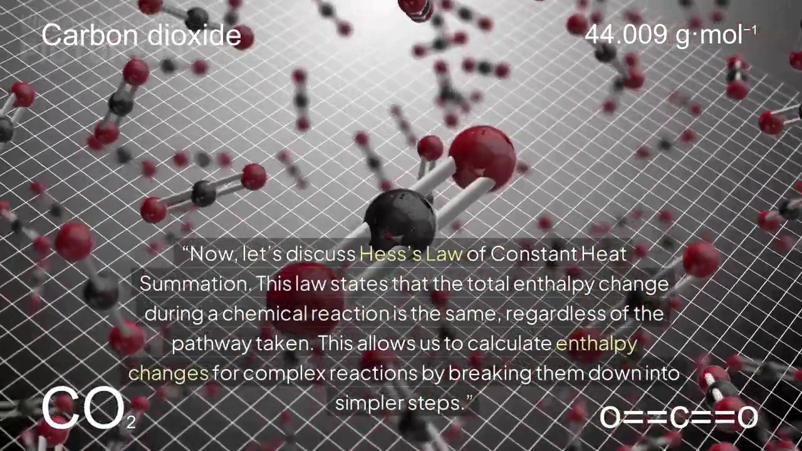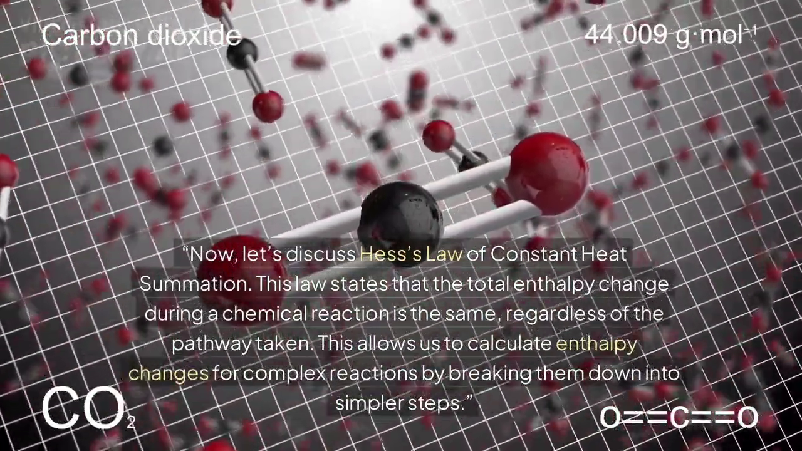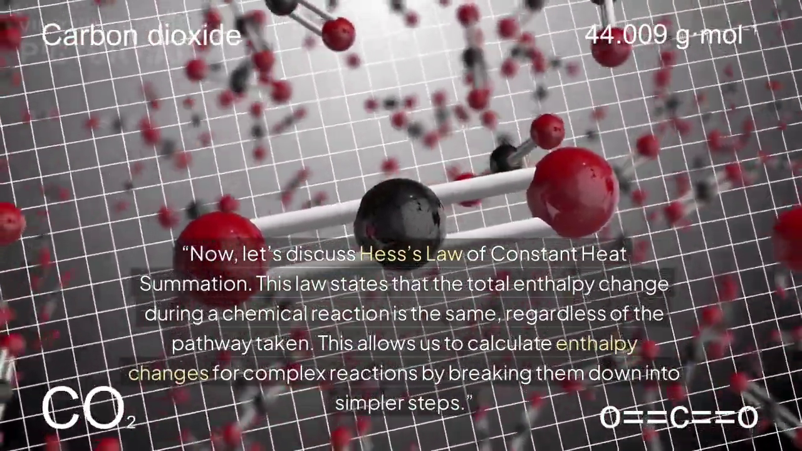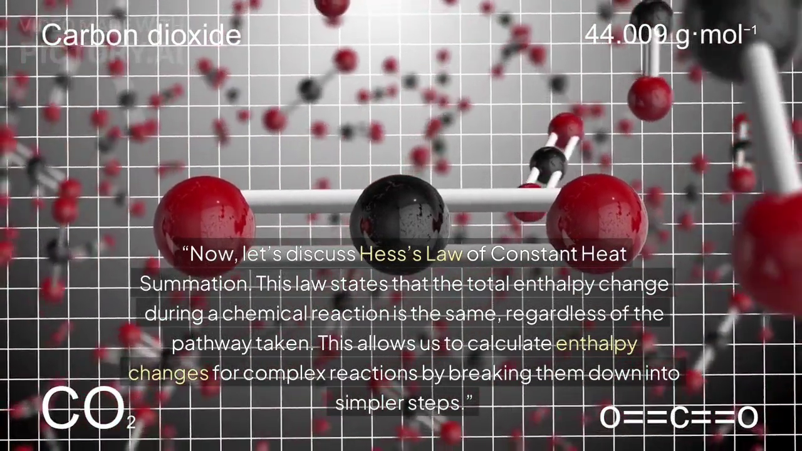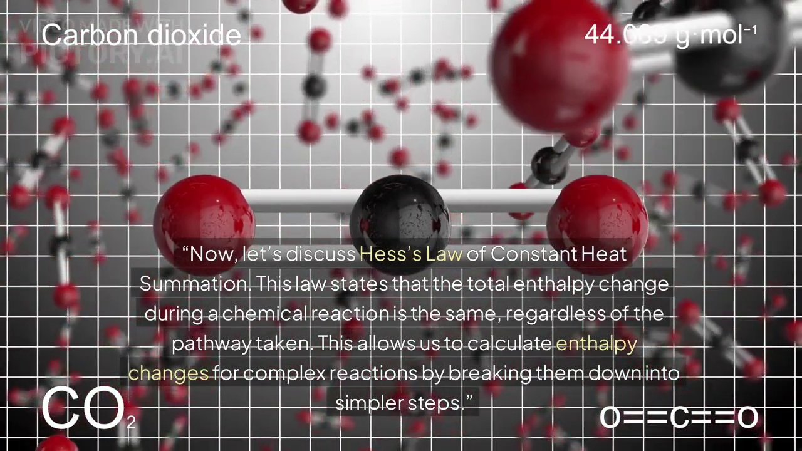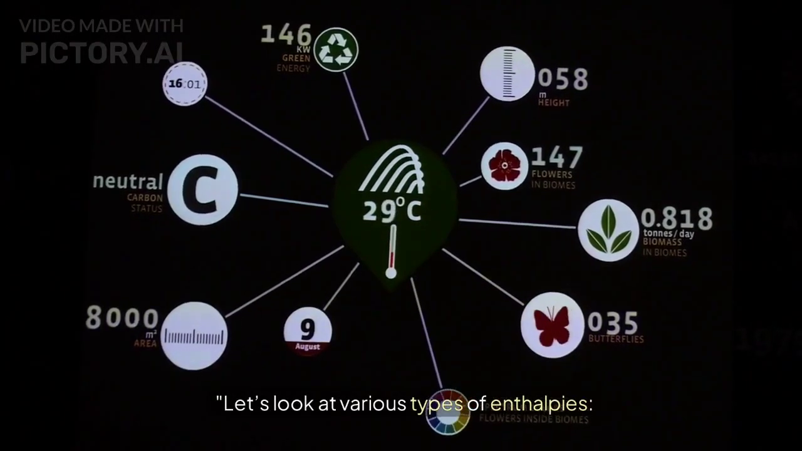Now, let's discuss Hess's law of constant heat summation. This law states that the total enthalpy change during a chemical reaction is the same, regardless of the pathway taken. This allows us to calculate enthalpy changes for complex reactions by breaking them down into simpler steps. Let's look at various types of enthalpies.